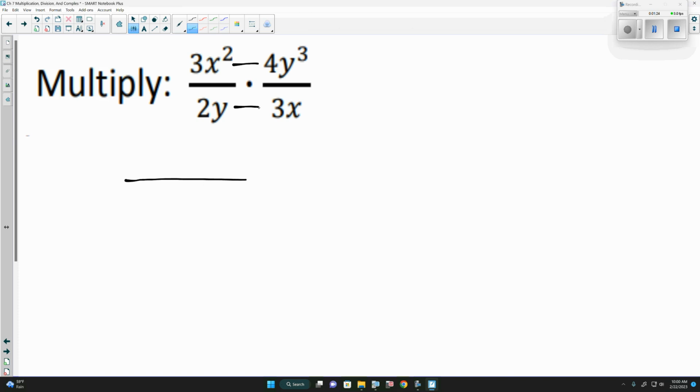So we'll multiply the numbers together. 3 times 4 is 12. x squared times y cubed is just going to be x squared y cubed, because if we have like bases on top that we're multiplying together, we add the exponents. x and y are not like bases, so it just becomes x squared y cubed. The denominator, 2 times 3 is 6, and then we're going to have xy.